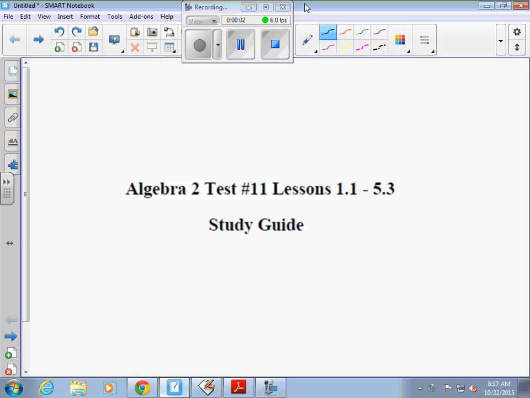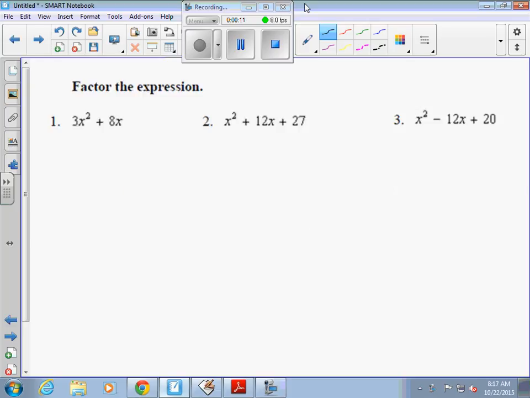This is Algebra 2, test number 11. We got through lesson 5.3 where we're undoing squares and the square roots of things in order to solve quadratics. The first section, we're factoring these expressions.